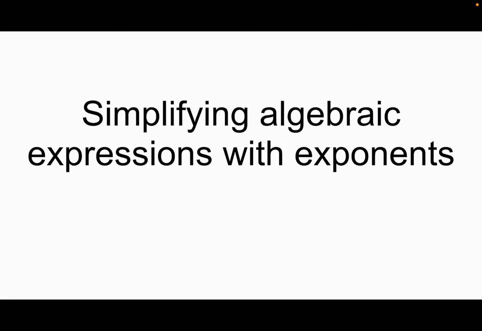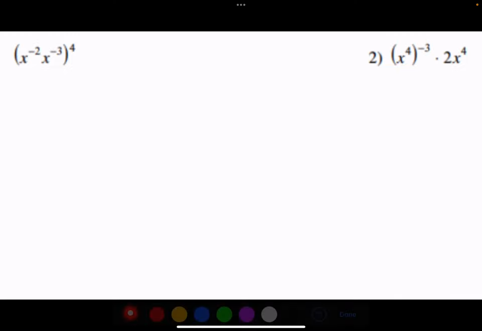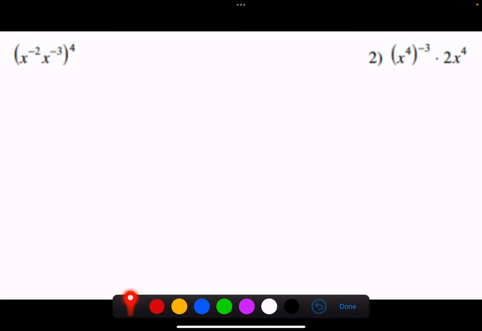Today I'll be showing how to simplify algebraic expressions with exponents. So let's go ahead and start with practice problems. First, we have x to the power of negative 2 times x to the power of negative 3, all of that to the power of 4.